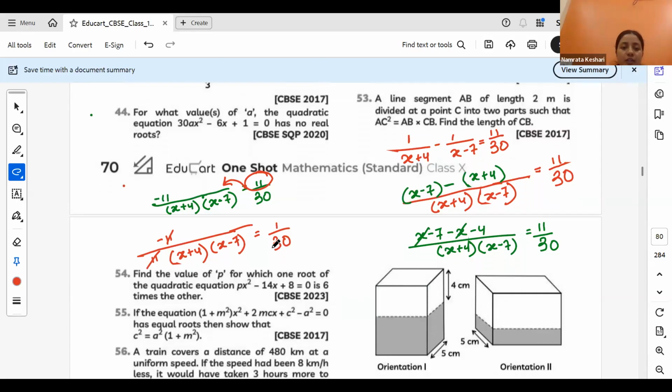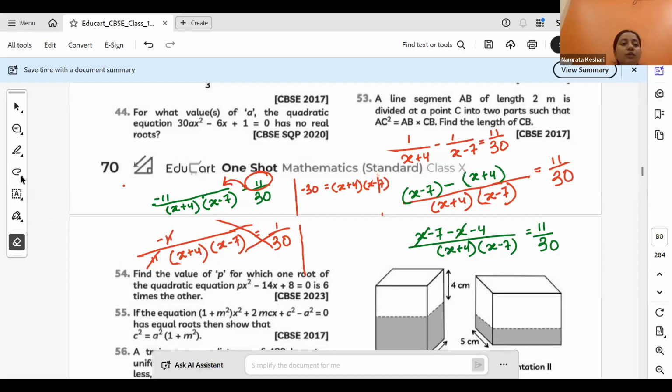Now crisscross multiplication, 30 will go to this side and this will come to this side. But their minus sign is still there, so please be careful. You are having minus 30 over here, that is equals to x plus 4 multiplied with x minus 7. Please don't think that it is already factorized, because it is not.